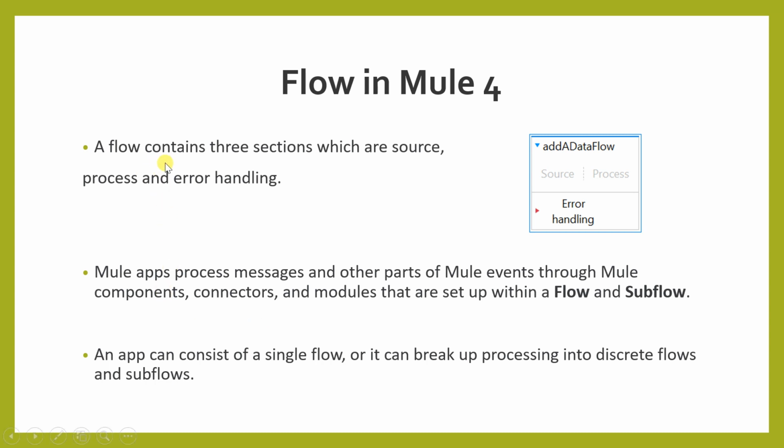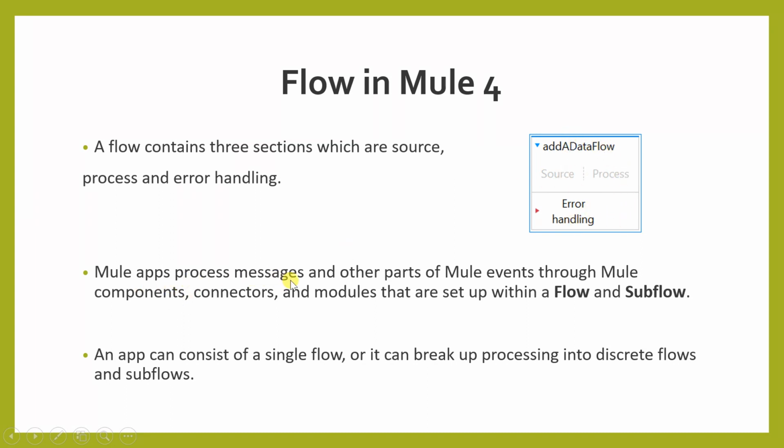So let's start. A flow contains three sections, which are source, process, and error handling. In this diagram that is representing a flow, we can clearly see there are three sections: source, process, and error handling. So this is our Mule flow.